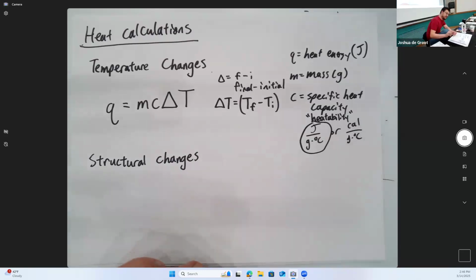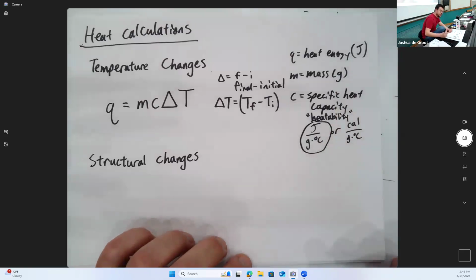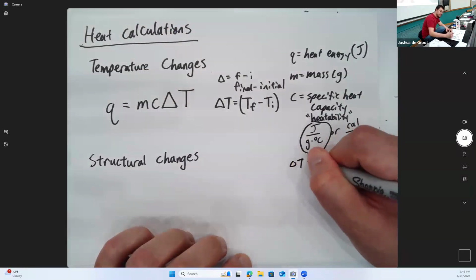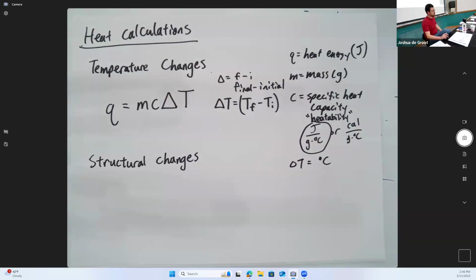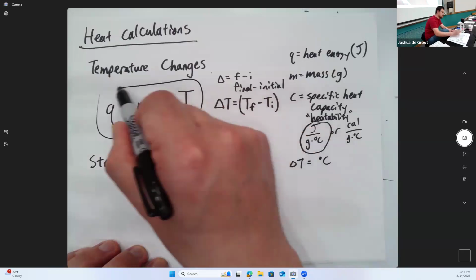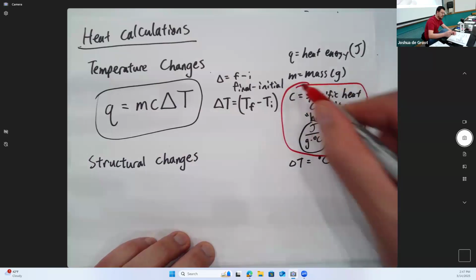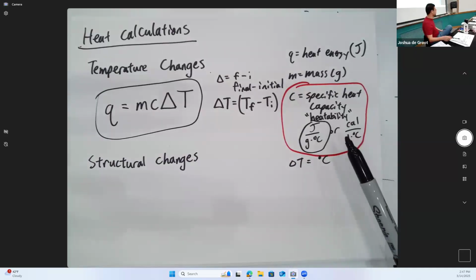To heat something up by 1 degree Celsius, 1 gram of something, how much energy do you need? Okay. And that's a specific heat. Okay. And it's that specific heat that is the main workhorse of this equation. Okay, and then the final variable is going to be your delta T, and that's going to be in degrees Celsius. Okay. So that's your temperature change formula. And again, this is your main workhorse of the formula. Okay. You don't have to memorize a million specific heats. Those are provided to you.